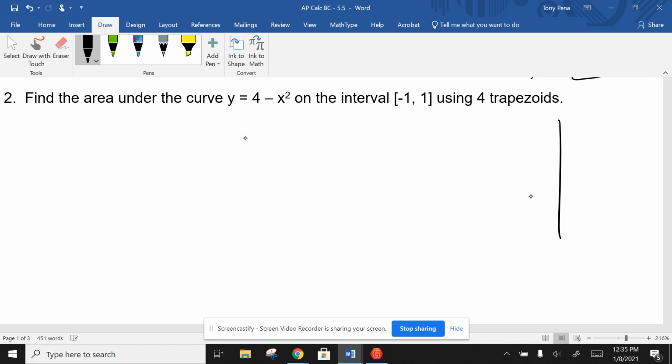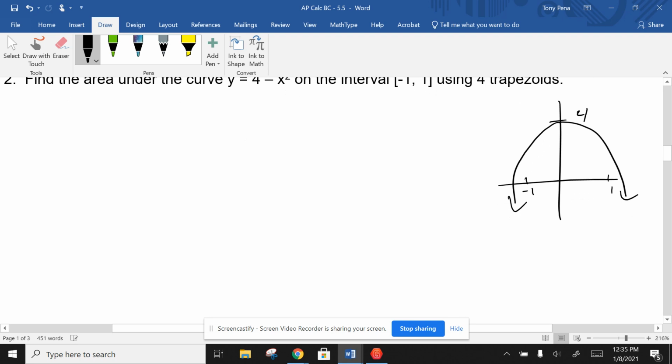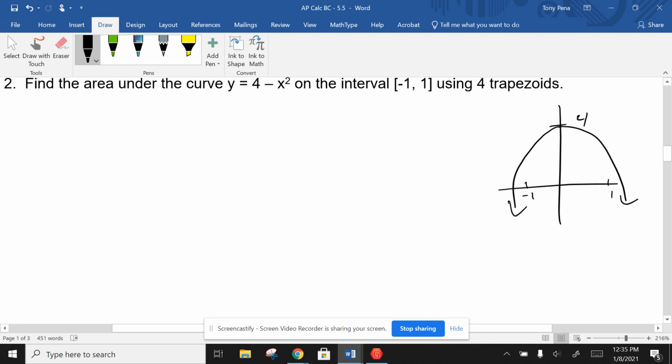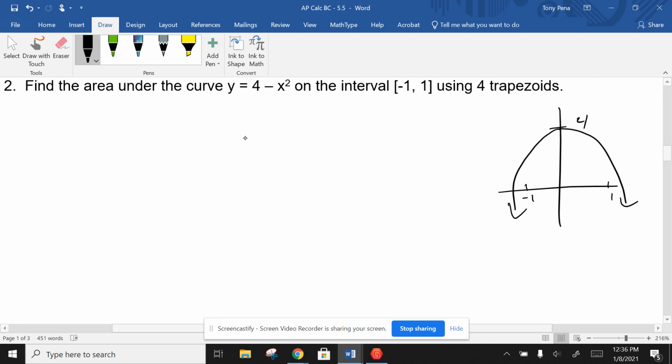So for this last one that we got to go through all the work here. Draw in 4 minus x squared. So our vertex is here at 4. And then we'll go -1 to 1. What we need to know is what is the change in x. So if I find my change in x, you're going to do 1 minus the -1 over 4. So that's a half. And then again, different than our rectangles, that's actually the height of all of our trapezoids.